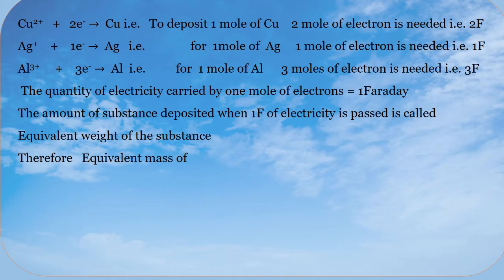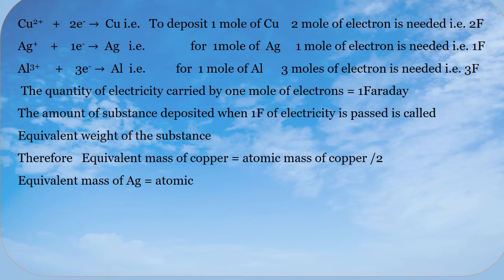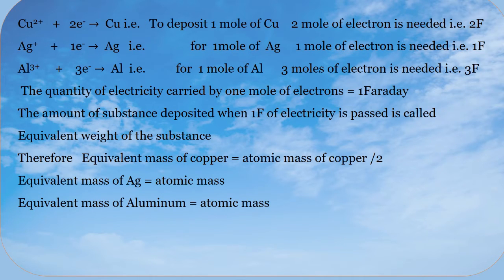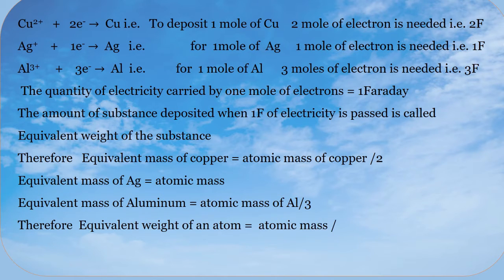Therefore, the equivalent mass of copper will be the atomic mass of copper divided by 2. Whereas for silver, the equivalent mass will be equal to its atomic mass. Whereas in case of aluminium, the equivalent mass will be equal to the atomic mass divided by 3. Therefore, we can say that the equivalent mass of an atom will be equal to the atomic mass divided by its oxidation state.